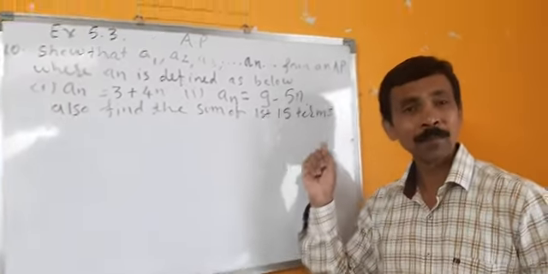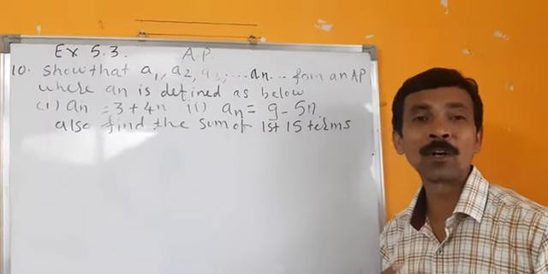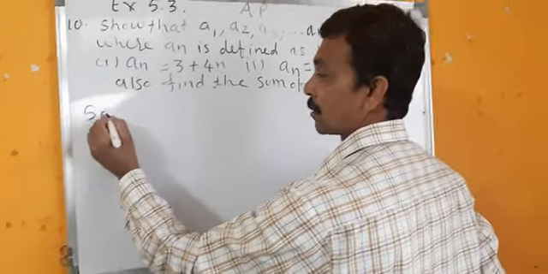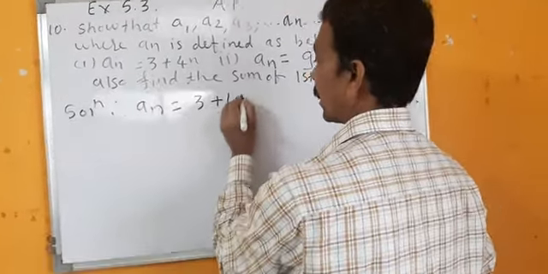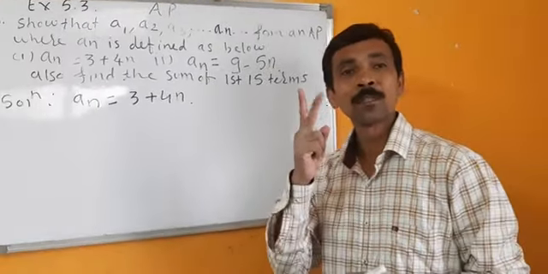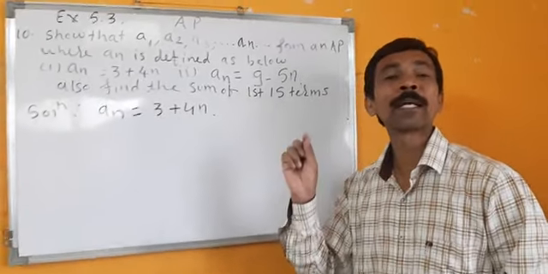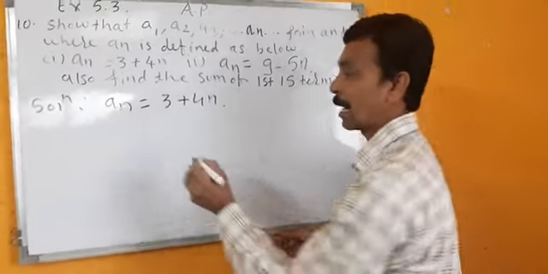Now if you look at this sum, there is no value of A, no value of D, no value of N. But an equation is given to us. When an equation is given, you have to place the value of N as 1, 2, 3, 4, so that we get an AP. And once we get the AP, we can find A and D from that AP. I will write here, okay?